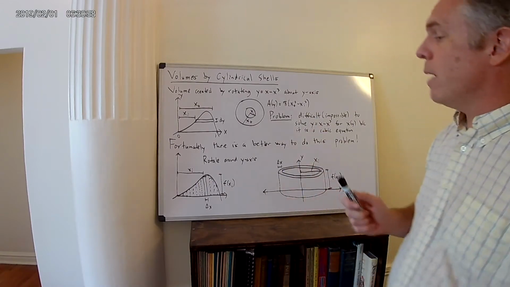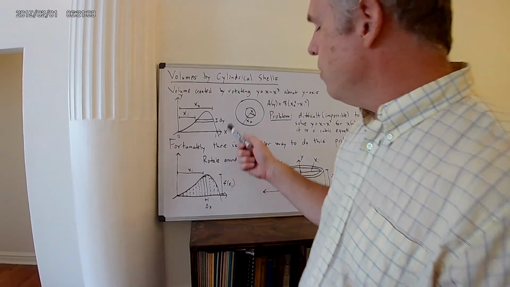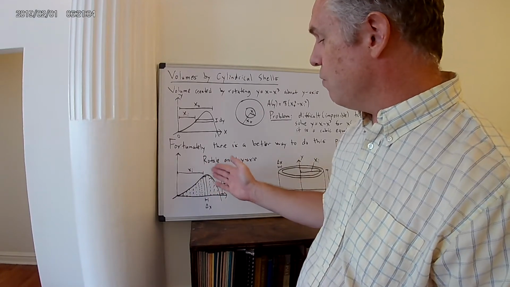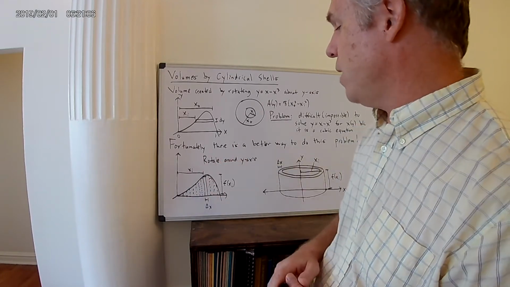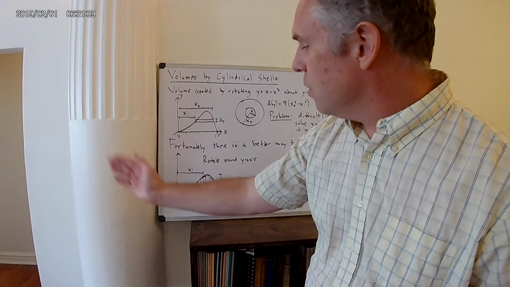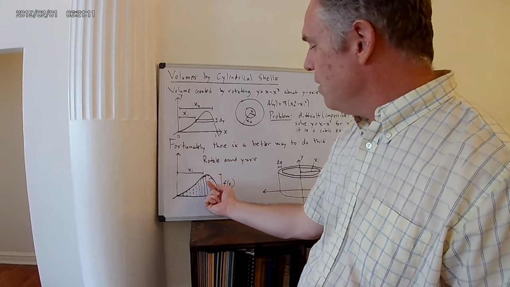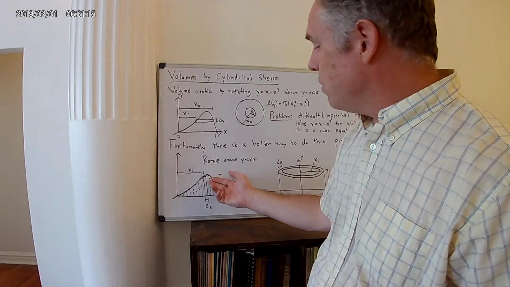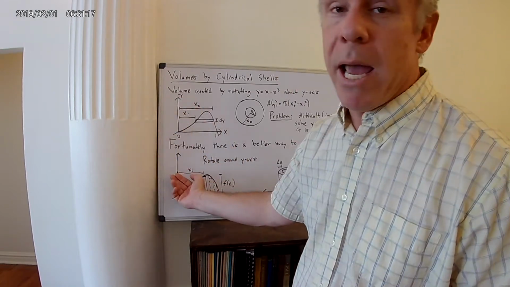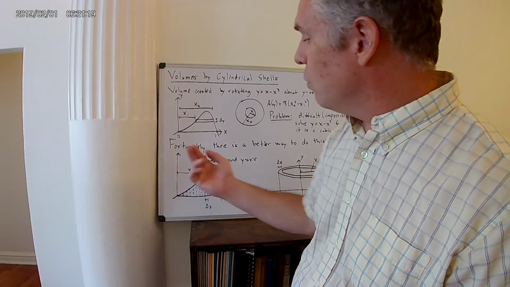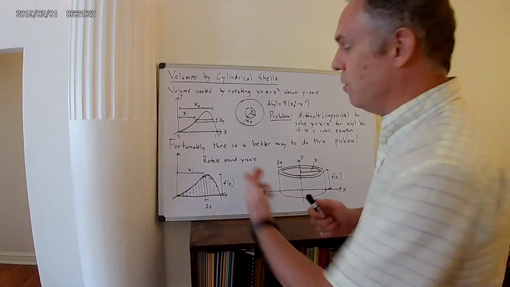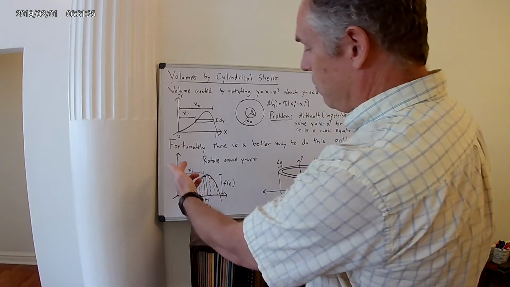Now let's think about this. If we divide this curve into a series of rectangles and just focus on this rectangle, as we rotate this curve around the y-axis, this rectangle would be rotated around the y-axis. It's kind of hard to demonstrate that because it's three-dimensional, but it would rotate around the y-axis.